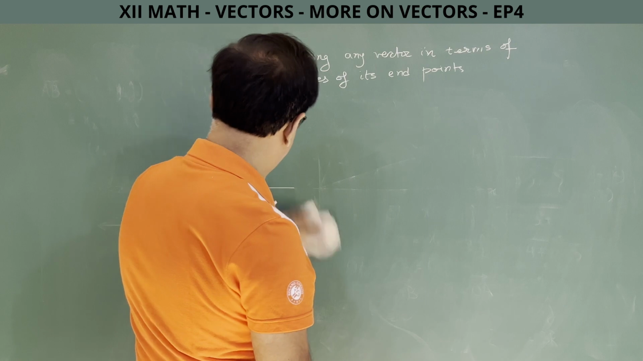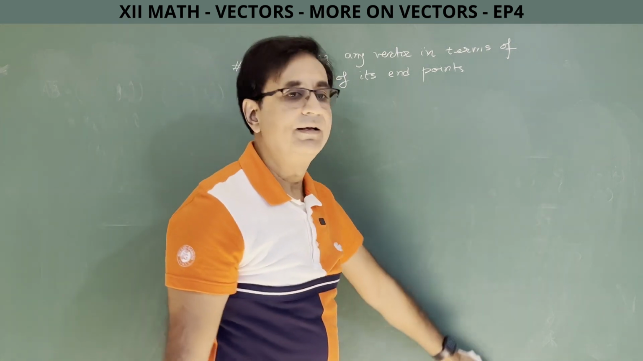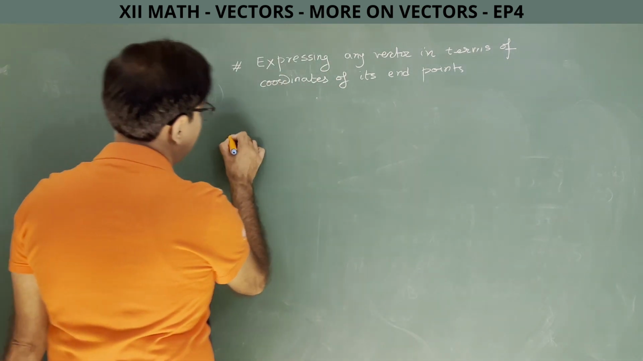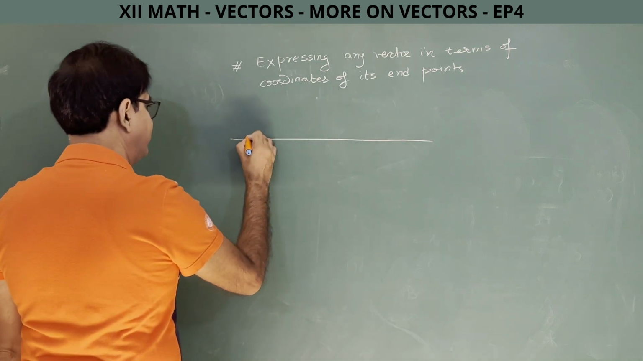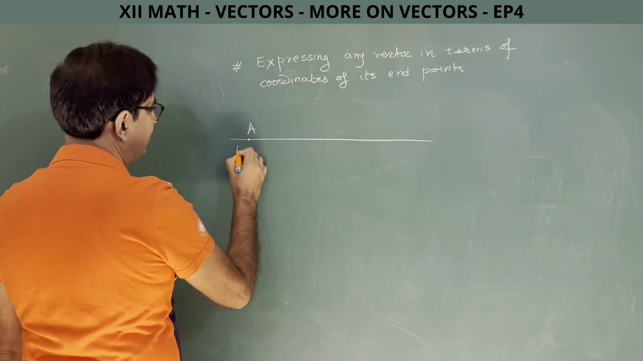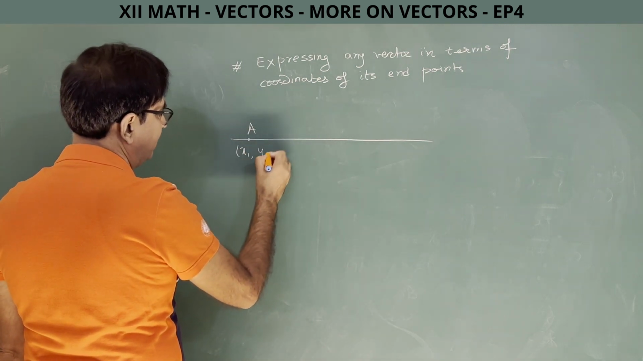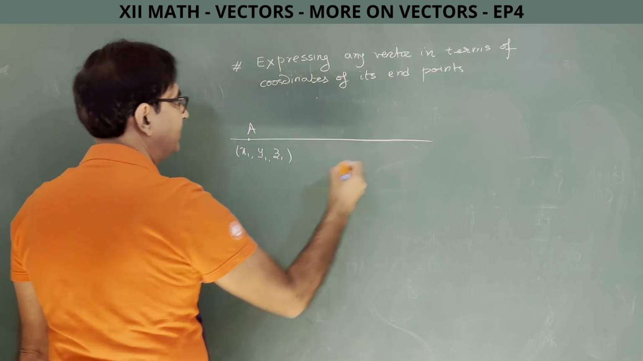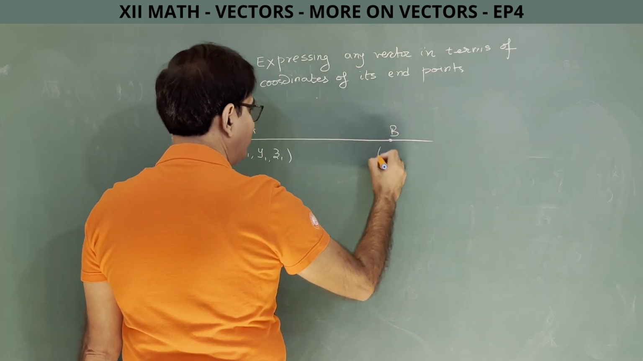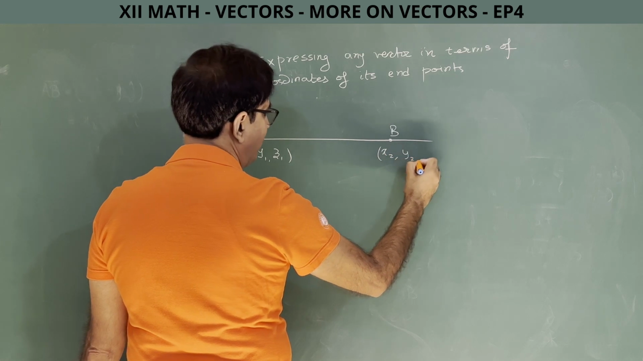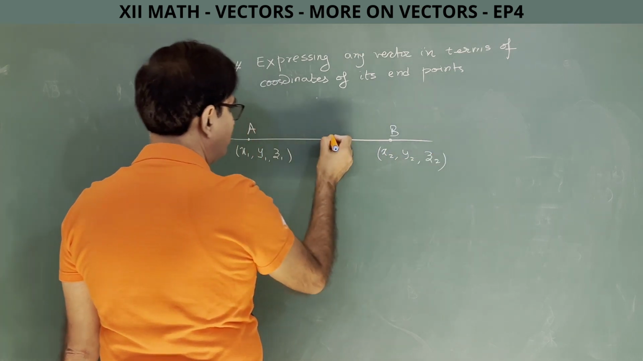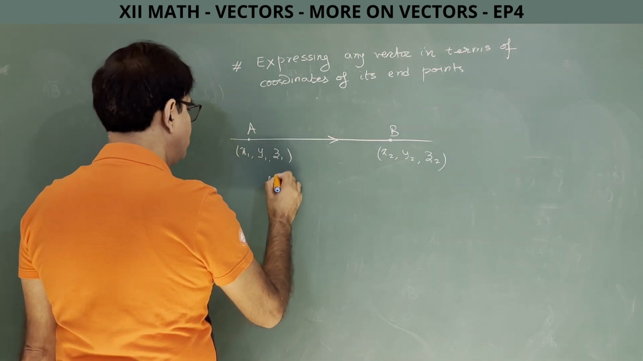So when I am writing the formula, I don't need to draw the x-axis, y-axis and origin. I'll straight away do it in 3 dimensions. This is point A, its coordinates are x1, y1 and z1. This is point B, its coordinates are x2, y2 and z2. I put an arrow like this, so I need to make vector AB.